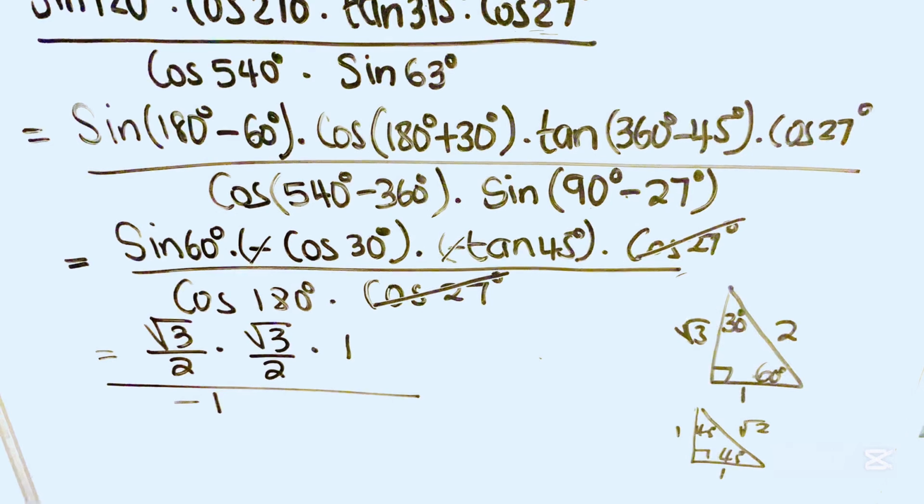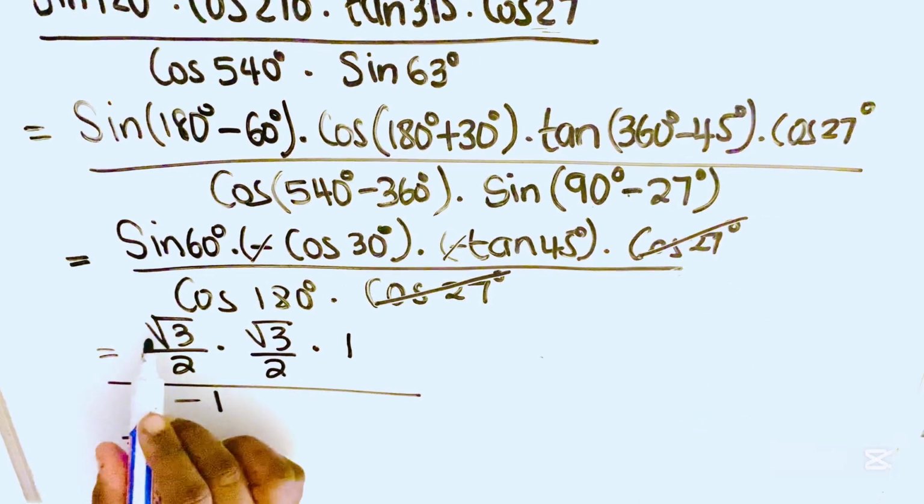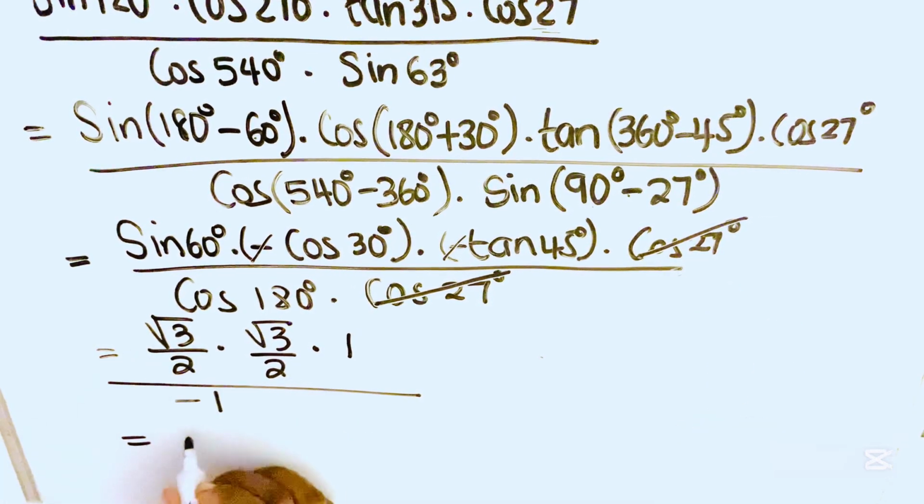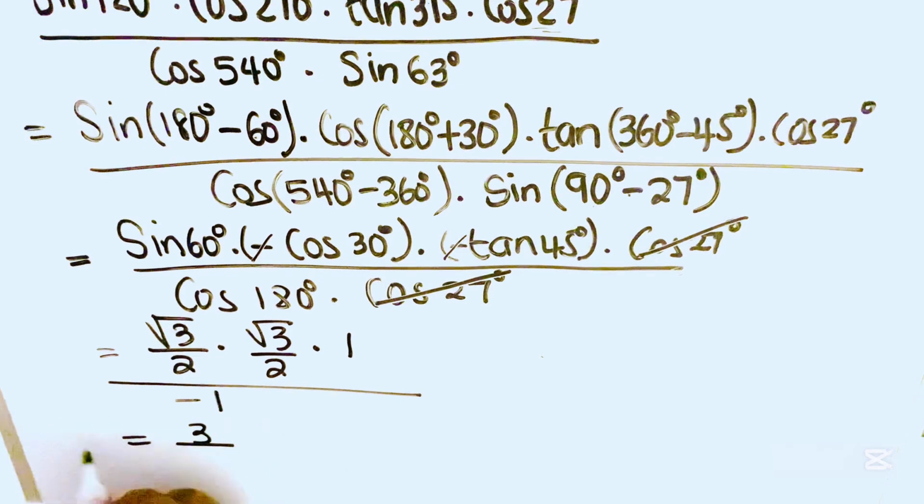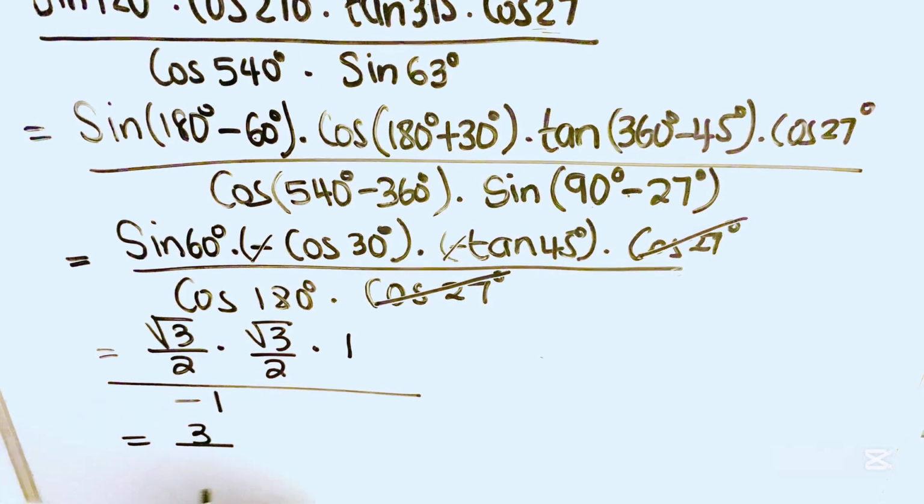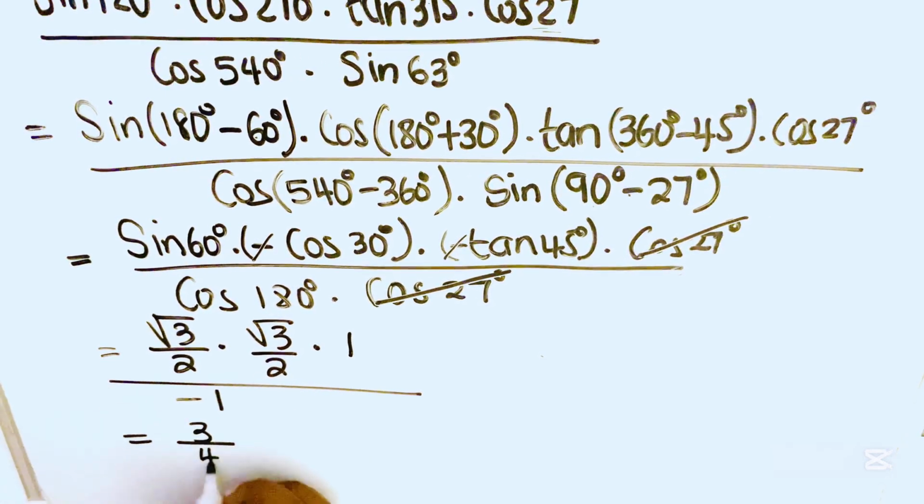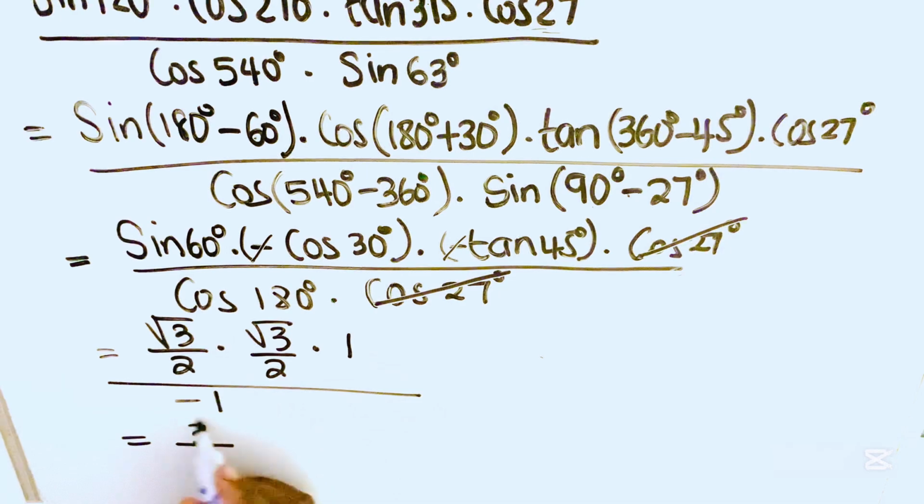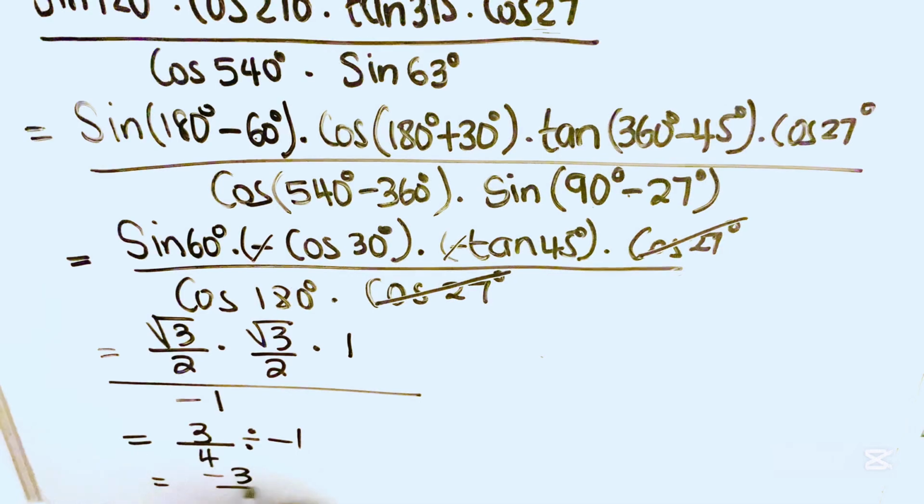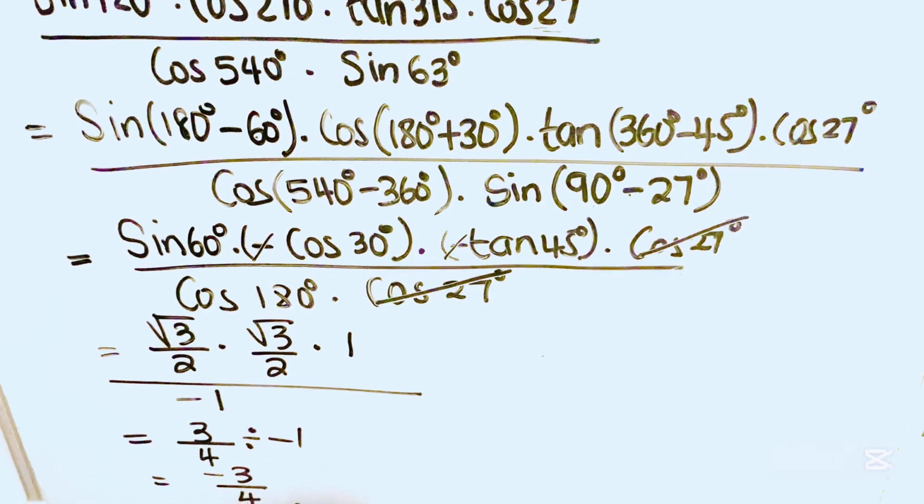So now we have to simplify further here. The root 3 multiplied by the root 3 will be positive 3. 2 multiplied by 2 will be 4. Multiplied by 1 will be 3 over 4. Therefore, divide by negative 1. Any number divided by 1 will be that number. So the final solution will be negative 3 over 4.